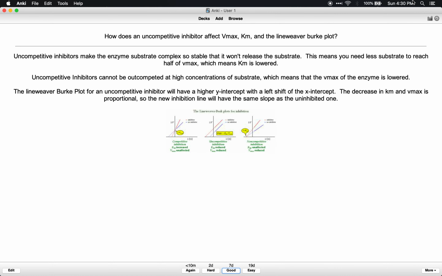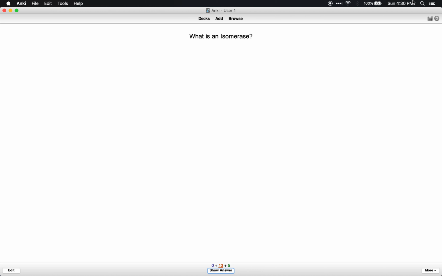Uncompetitive inhibitor: Km is lowered, Vmax is lowered. It basically locks the substrate in place. On the plot it is a shift with the same slope. Everything's lowered. What is an isomerase? An enzyme that catalyzes the movement of specific bonds around the molecule.